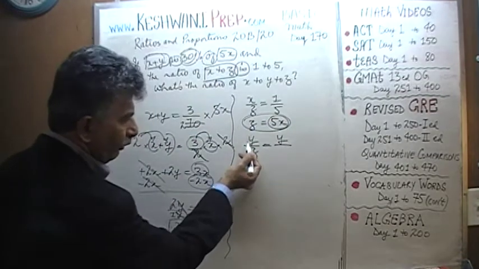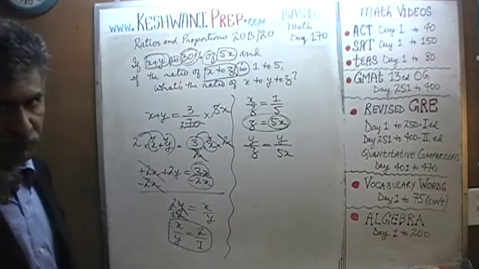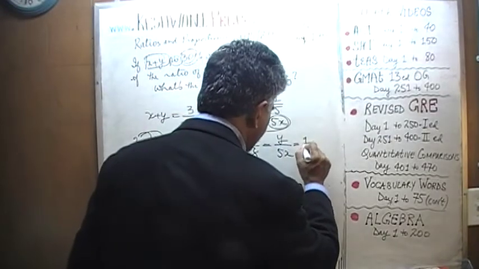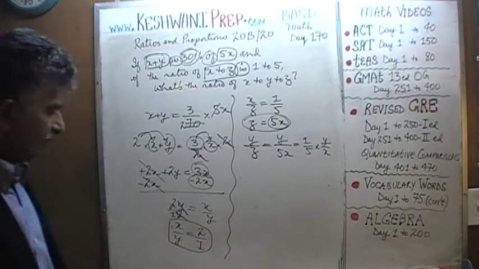Z we just found out is 5x. Y to z is y over 5x. Put the 5x in here. Are you still with me? All right. And that can be written as 1 over 5 times y over x.